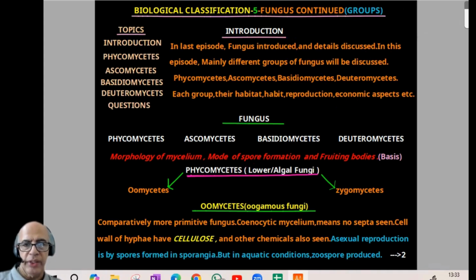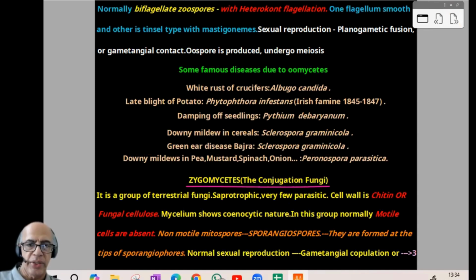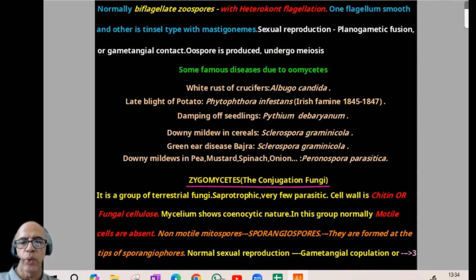Then, what are the features of Oomycetes? Cellulosic cell wall. Asexual reproduction is by spores; in aquatic conditions, zoospores are produced, biflagellate zoospores, heterokont flagellation. Then we find a primitive type of sexual reproduction, where oospores are produced and undergo meiosis, and some important specimens come under Oomycetes and diseases. Then Zygomycetes, the conjugation fungi: the cell wall chemical is chitin, fungal cellulose; the mycelium is coenocytic; motile cells are absent; non-motile mitospores, sporangiospores. Normal sexual reproduction is gametangial copulation or conjugation.